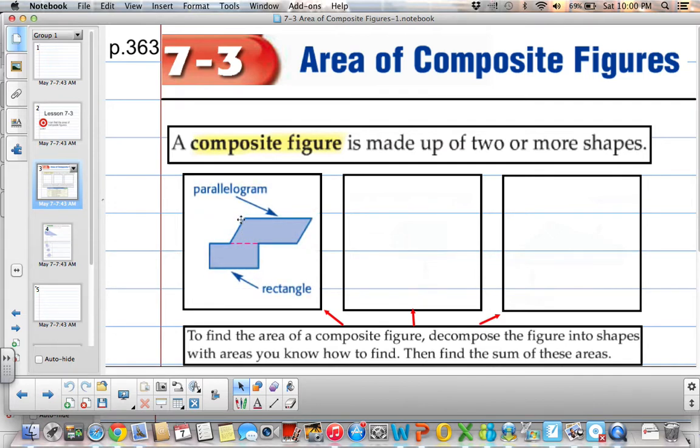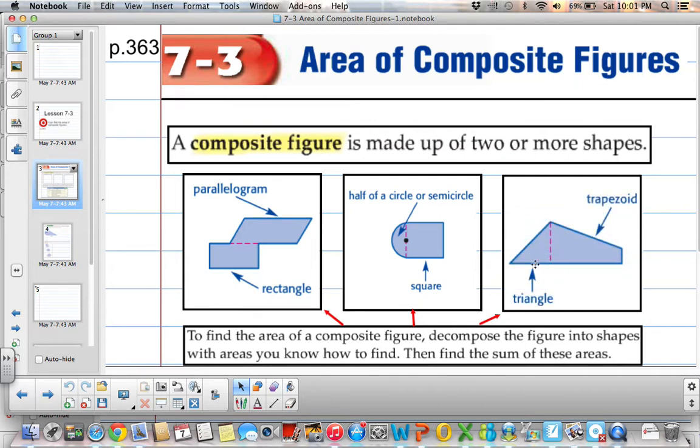Here is one that has a parallelogram and a rectangle. Even though it's one shape all together, one figure, you can break it up into a parallelogram and a rectangle. This one you can break up into a square and half of a circle, or we would call it a semicircle. And as you can see, this line right here is the side of the square, but it's also the diameter of the circle. So that's what we would use then to help find the area or circumference of the circle.